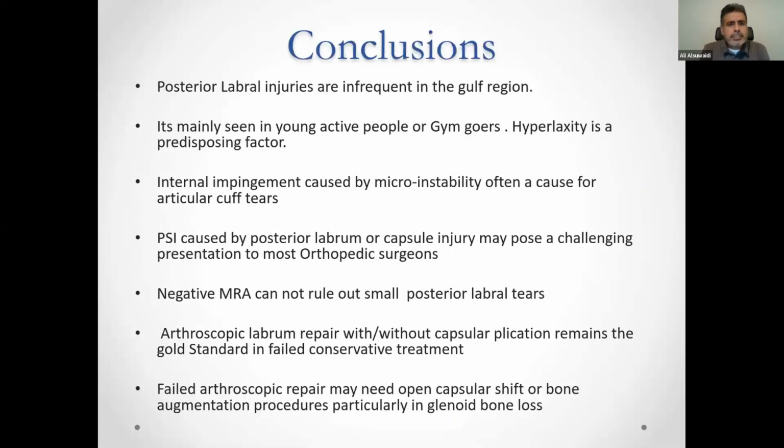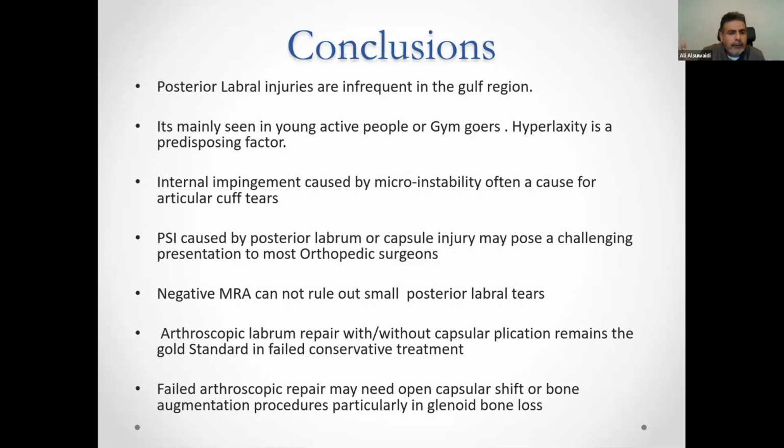So in conclusion, posterior labral injuries are infrequent in the Gulf region as compared to anterior instability. And I see it mainly in young people or gym goers. Hyperlaxity in our region is common. I've seen internal impingement with small tears of the articular sided cuff tears because of this micro instability. And I feel that posterior shoulder instability may be a confusing presentation to most orthopedic surgeons. It's a challenge, so you need to think about it almost twice as you would think of an anterior instability.